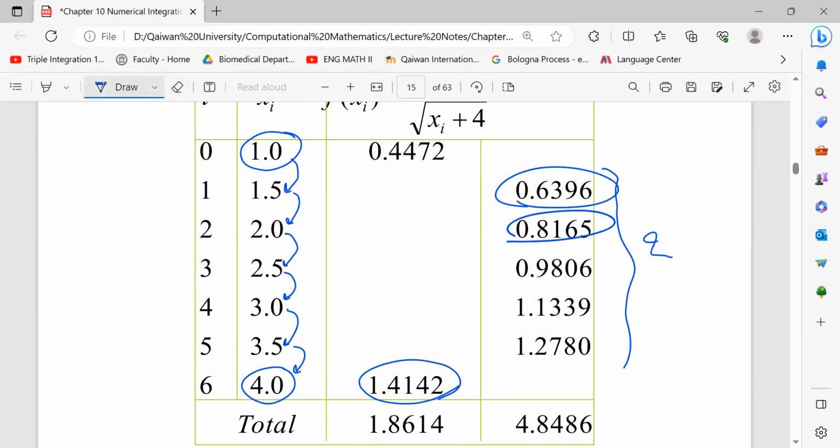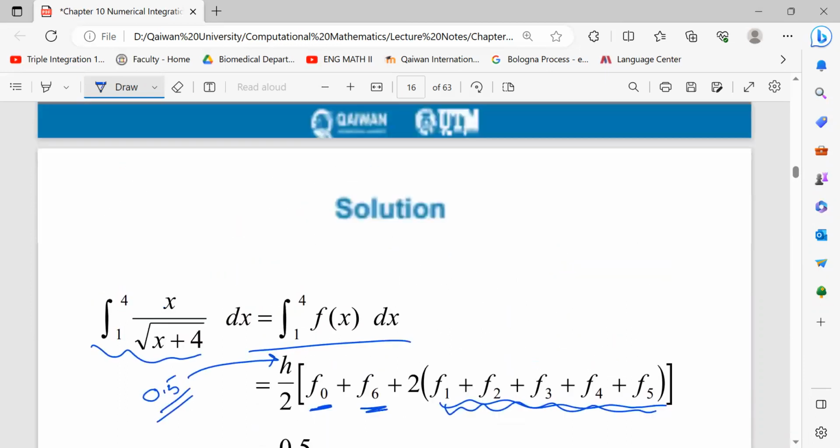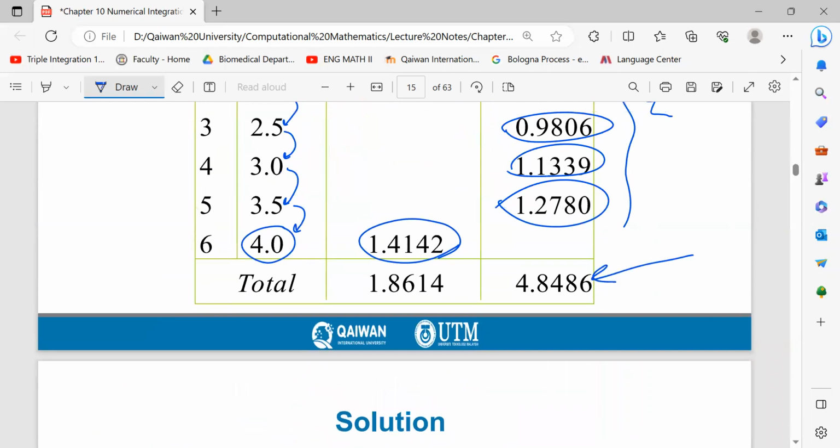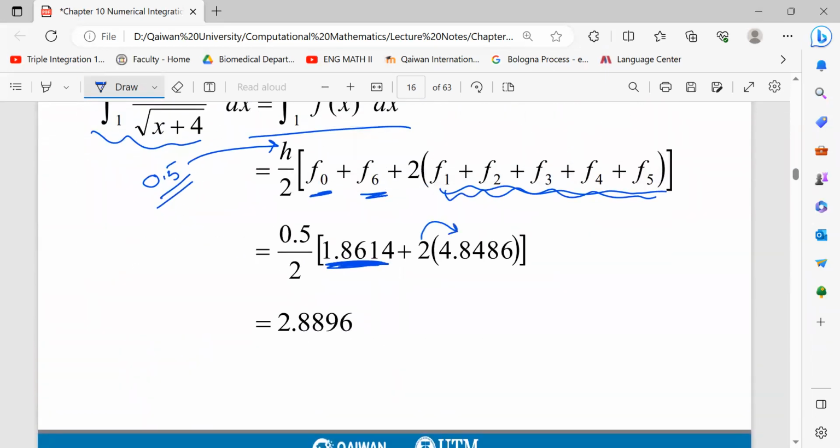This is f1, f2, f3, f4, f5. Okay, we multiply them all by 2. We have h over 2. H is 0.5, it's given. So it's 0.5 over 2, times f0 plus f6, plus the sum of all the others, as we found here. This is the sum of these all, and the sum of these two is 1.861. We just multiply this by 2, and we get the result.